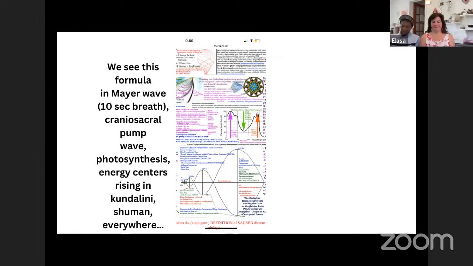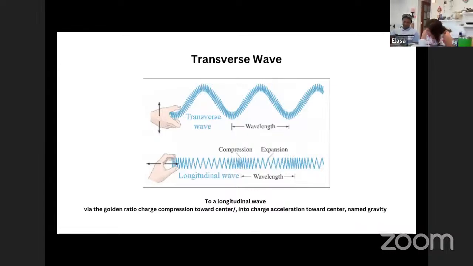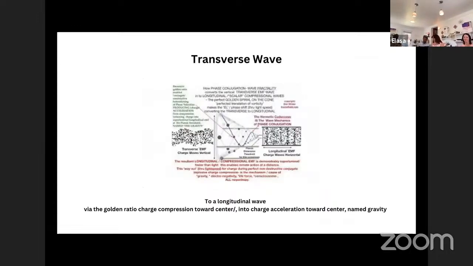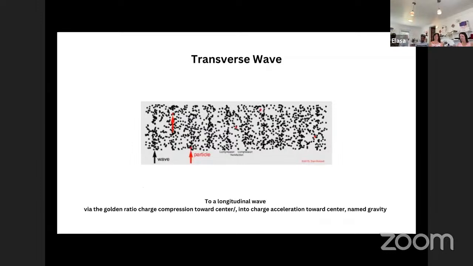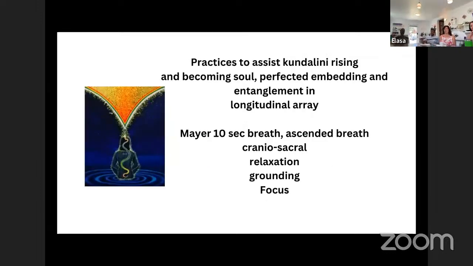Okay. This is just a couple more slides. This is a transverse wave to longitudinal. That's what we just did. We became longitudinal. And we're going to complete on that.